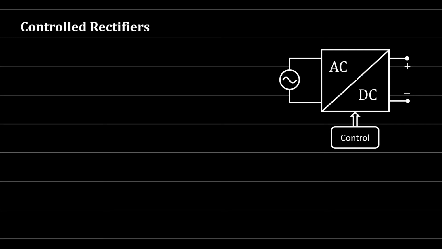In today's lecture we'll talk about the controlled rectifiers. At the beginning of the year we talked about the rectifiers in general. We didn't talk about the controlled rectifier. We talked about the uncontrolled rectifiers where we use diodes to convert the AC waveform to a DC waveform.